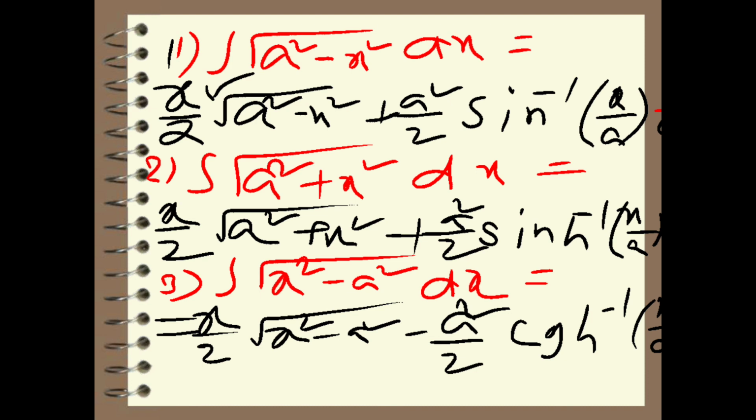Like that, x by 2 root a square plus x square plus a square by 2 sin h inverse x by a for the second formula. Integral root x square minus a square into dx: x by 2 root x square minus a square minus a square by 2 cos h inverse x by a plus c. So please do remember these three formulae, which are very useful.